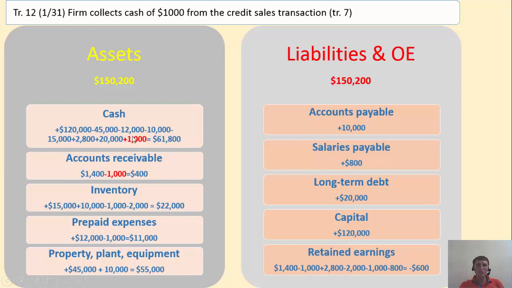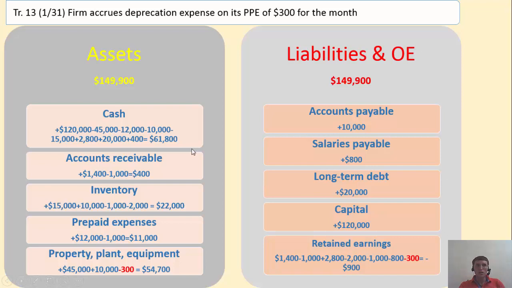In this transaction, only asset accounts were affected. Cash increased by the collected amount of $1,000, while accounts receivable decreased by $1,000, leaving assets equal to liabilities plus owner's equity, as must always be the case. In transaction number 13, the firm accrues depreciation expense on its property, plant, and equipment of $300 for the month.